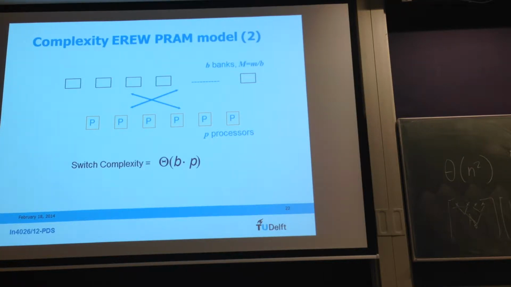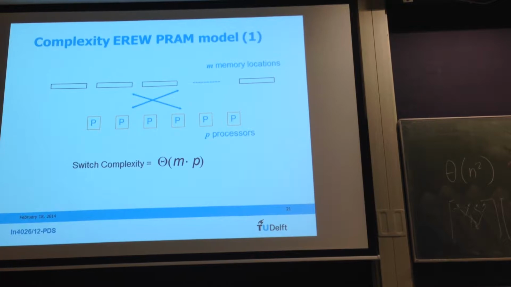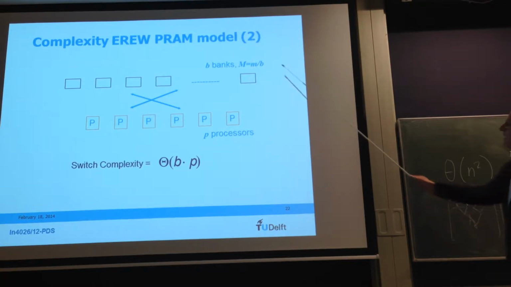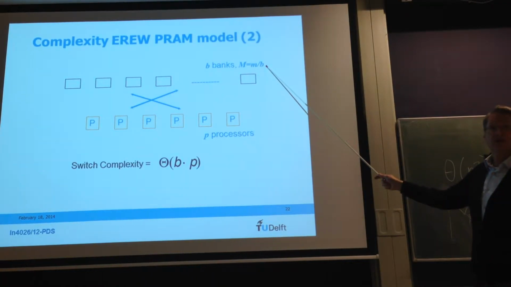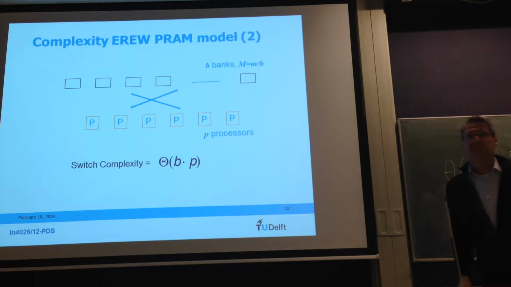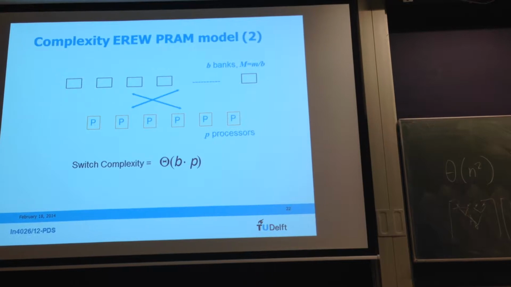But generally, we don't do that. We usually do not make all memory locations equally accessible to a processor, but rather organize them in banks. I mean, we need some form of efficiency. So let's suppose that we have B banks, where M is the number of memory locations divided by B. Then the M is replaced by B. B is smaller, so that reduces our complexity a little bit.